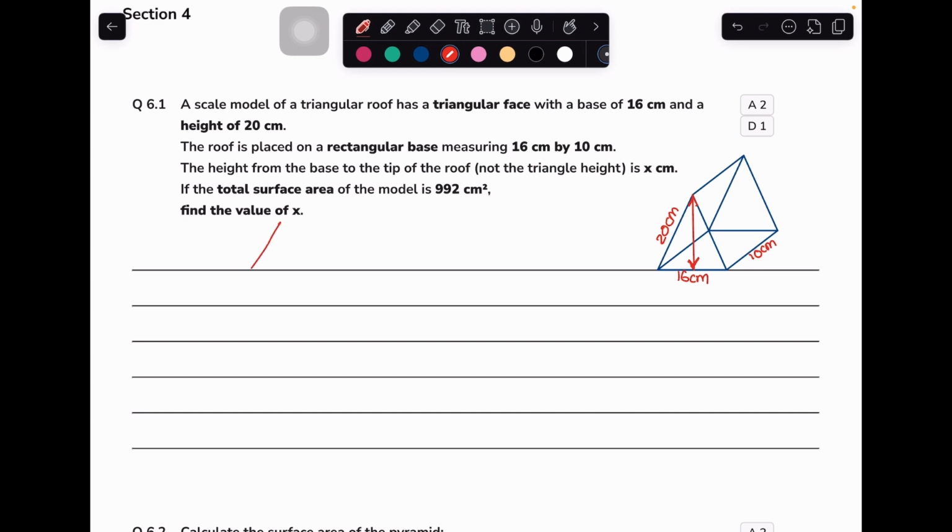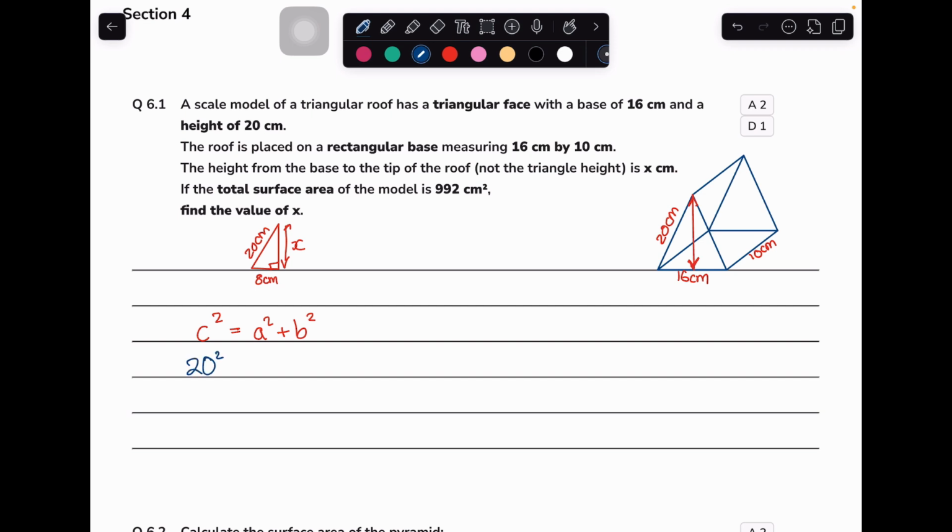So I'm going to split the front triangle in half. The slanted height will still be 20 centimeters, but now the base is half. So I know that that's 8 centimeters, and I'm trying to find out what this is, which is x. This time we're going to use Pythagoras, but in a slightly different order, because we have the hypotenuse.